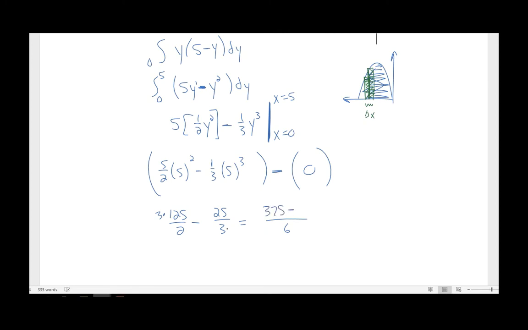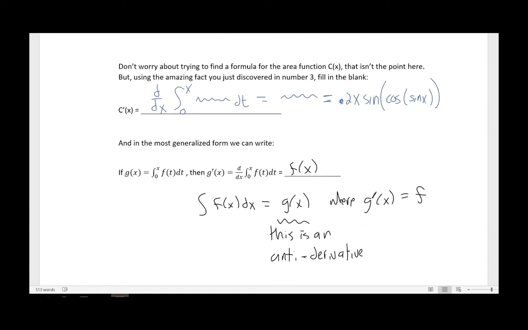375. And then I have to multiply this by 2 and this by 2. That was 125. Right? 5 cubed is 125. So I multiply that by 2. And what's that? That's 250. And this is 125 over 6.